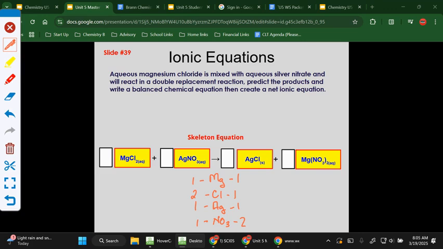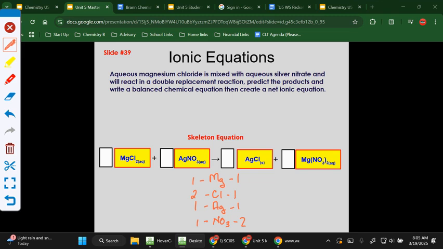Now, the reason I do this under the arrow, ladies and gentlemen, is so that I can keep track side to side. There is more chlorine on the reactant side than on the product side. But there are more NO3 groups on the product side than on the reactant side. I have to make this balance.